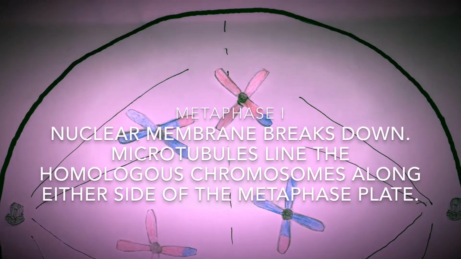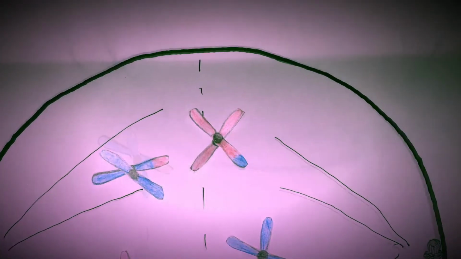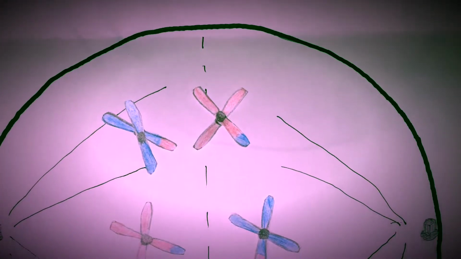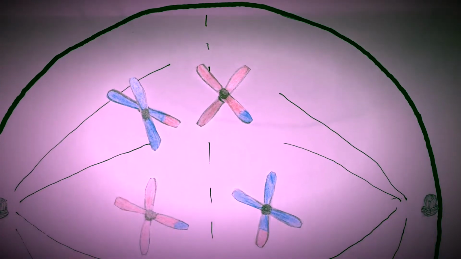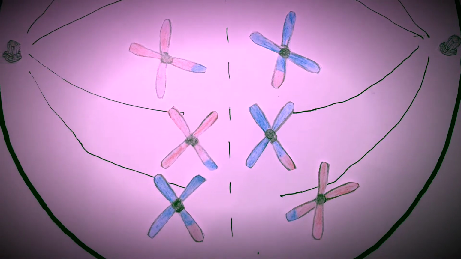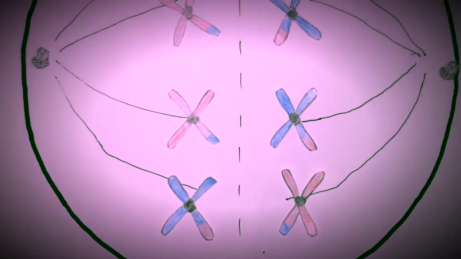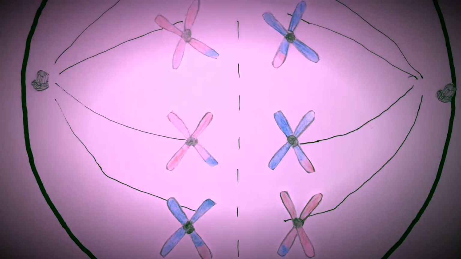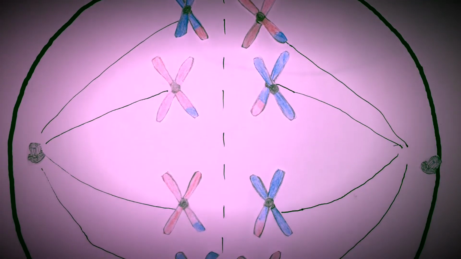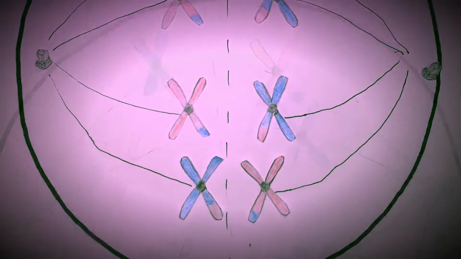Metaphase 1. The nuclear membrane breaks down to allow the homologous pairs to move via the microtubules. The microtubules line the homologous chromosomes along either side of the metaphase plate. Independent assortment ensures that the side of the chromosome ends up on is entirely random, creating further genetic diversity. Because the homologous chromosomes line on either side of the metaphase plate, this ensures physical separation in 2 new daughter cells. With 8 chromosomes assorting independently in a fruit fly, each time this occurs, there are millions of possible assortments of chromosomes in meiosis in a fruit fly.